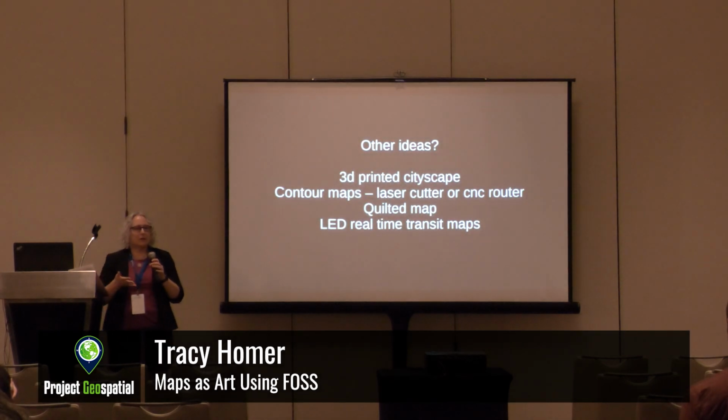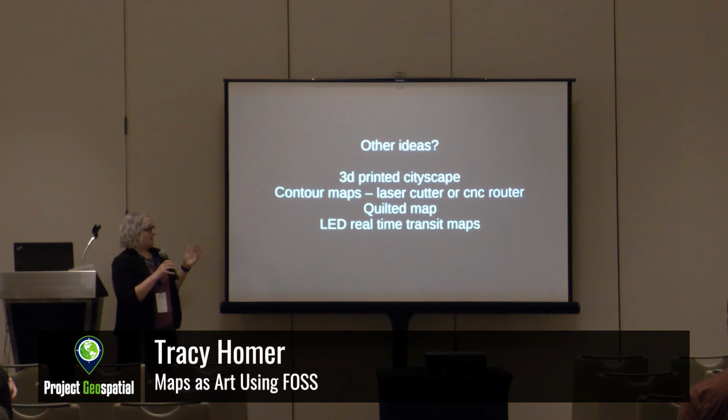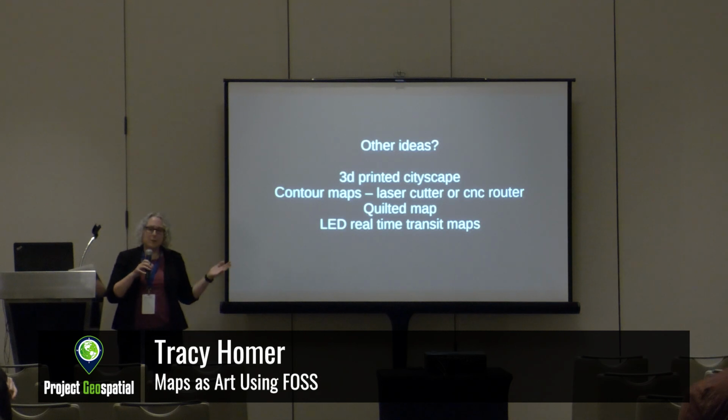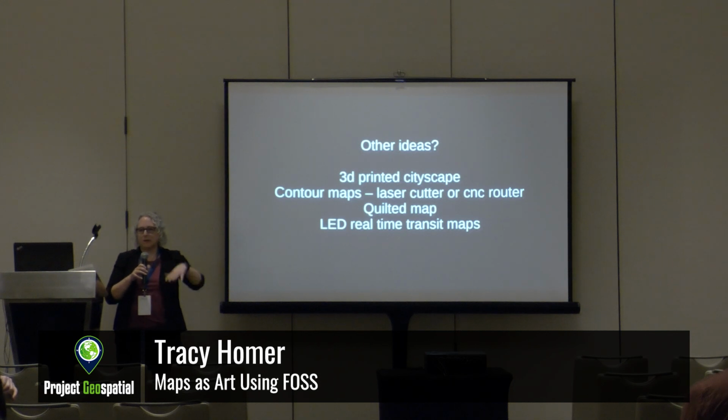Other ideas, currently I'm working on an embroidered globe. You might have seen me stitching it during the talks. Someone told me about a quilted map, which I thought was really cool. A 3D printed cityscape where you take buildings. I'm not sure if that would work in the DEM or not. I would have to check that out, but I suppose if it doesn't actually care if it's a DEM, if it's just a raster image with height information in it.